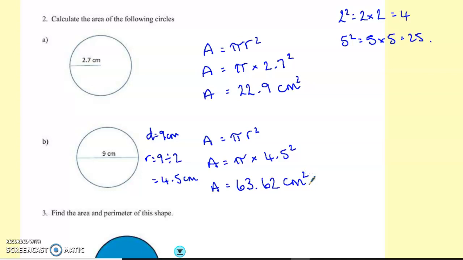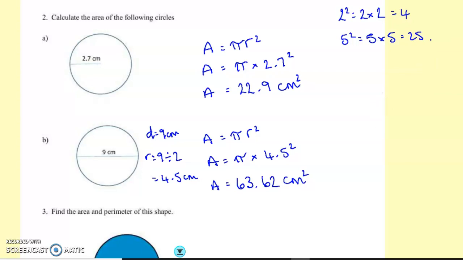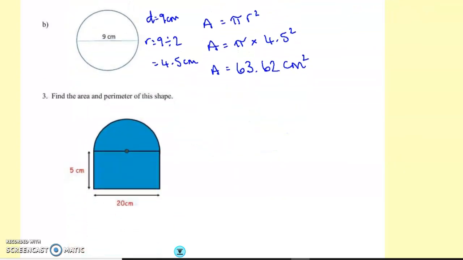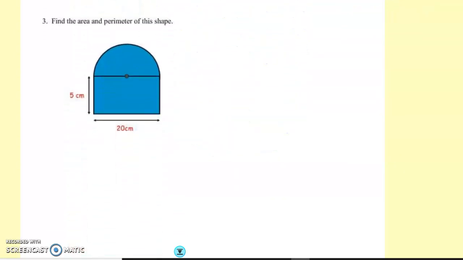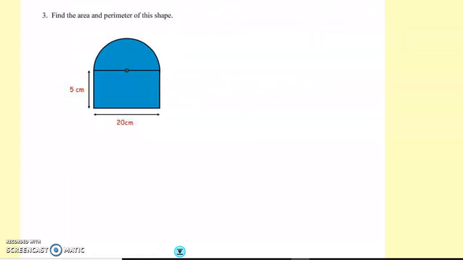Okay, if you're not confident with those ones, you might want to pause the video there and go and practice some just finding the circumference and finding the area of circles before we move on to the next ones. I'm just going to keep going with this and have a look at area and perimeter of composite shapes. So example number 3, we want to find the area and perimeter of this shape. I'm going to start with the perimeter.